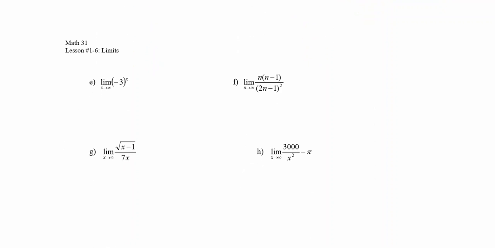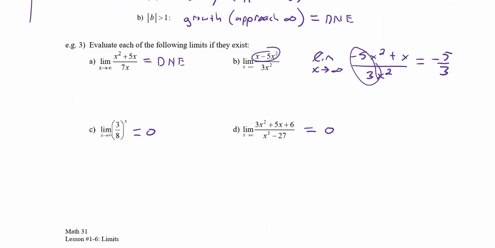Okay, what about this one? This one's kind of weird. So negative 3x. Wait, why was C 0? Okay, this one, it's because it's 3 over 8. It's like you've got a decimal between 0 and 1 to the power of an exponent. So that graph, if you think about it, would be like a decay graph, going down like that. If that number had been greater than 1, then it would have been going up like that.